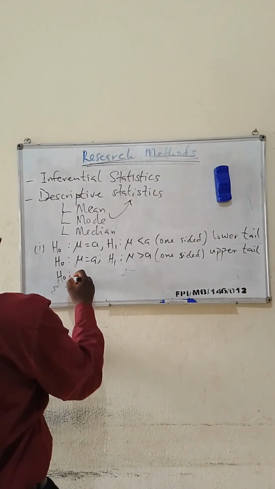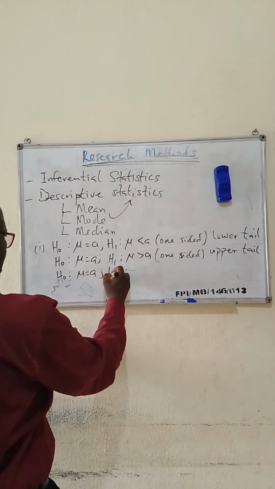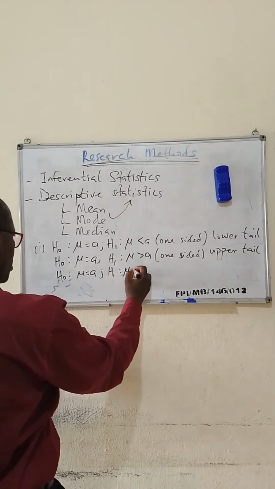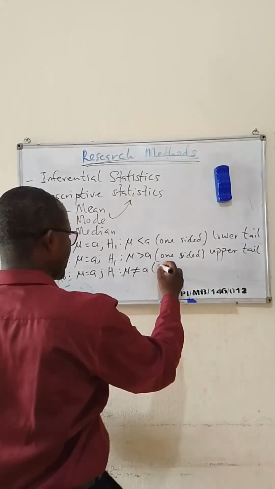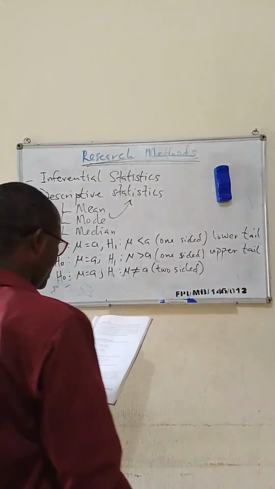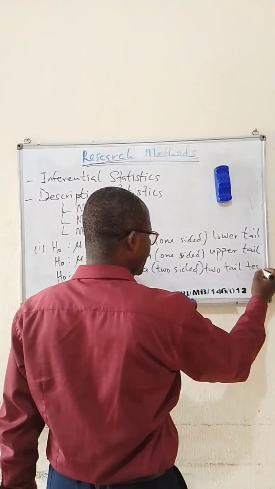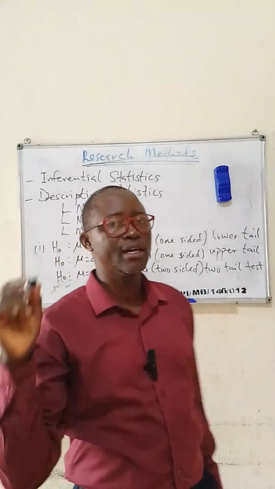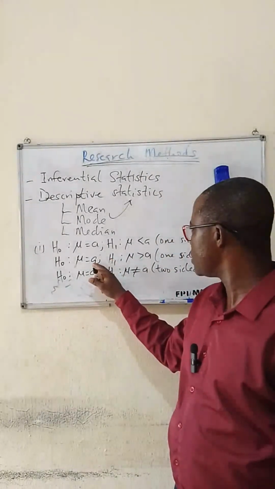Now, if you have H0: mu equals A and H1: mu not equal to A, then we call this a two-sided test, that is, a two-tail test. So A is a number of consideration in a particular research. That's the number that we consider. That is that A. So it can be any number.